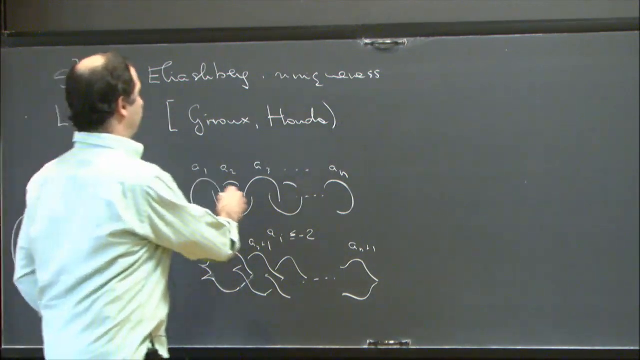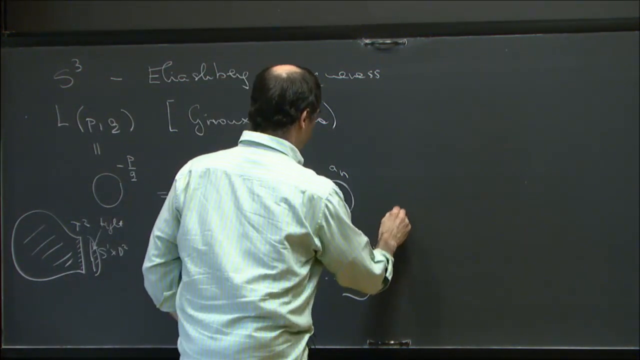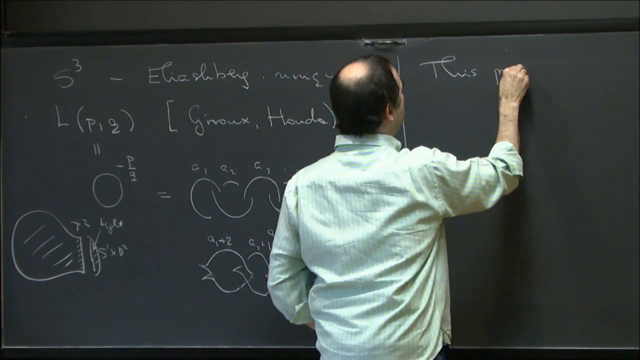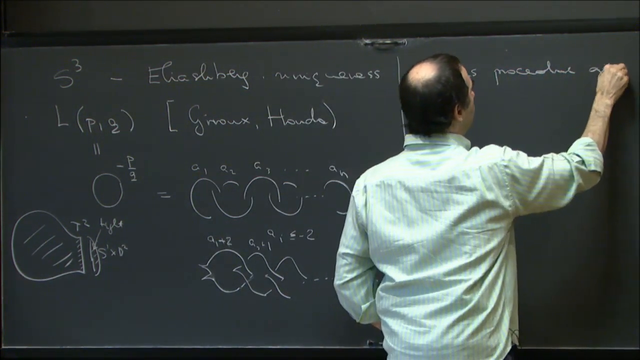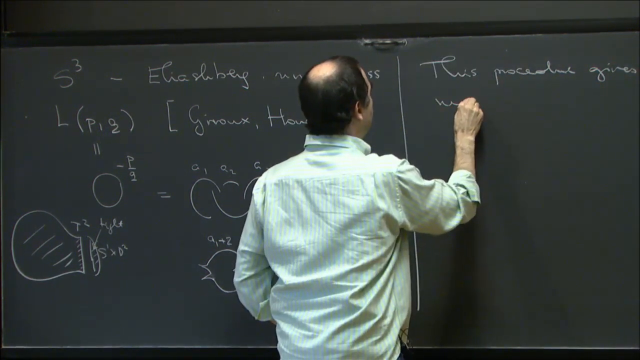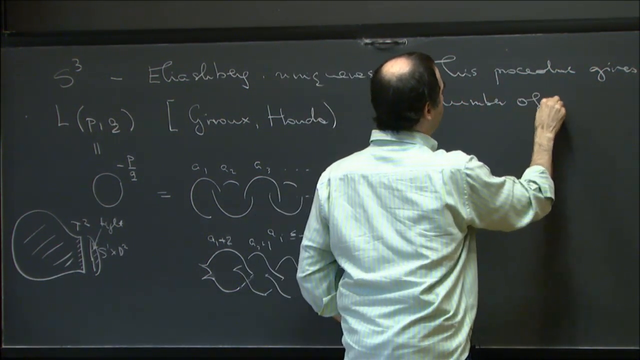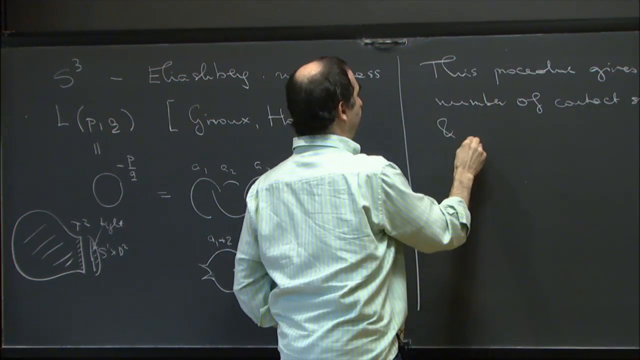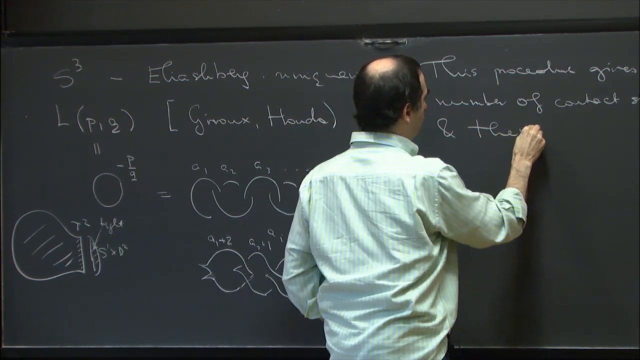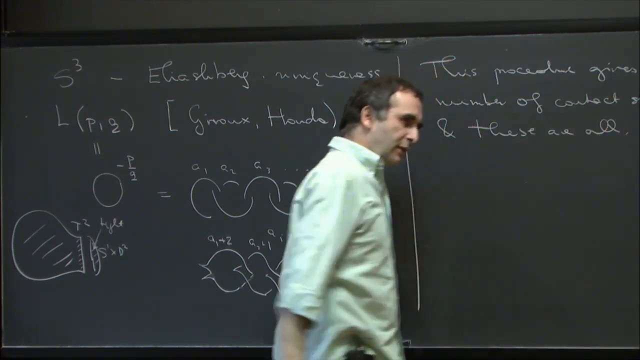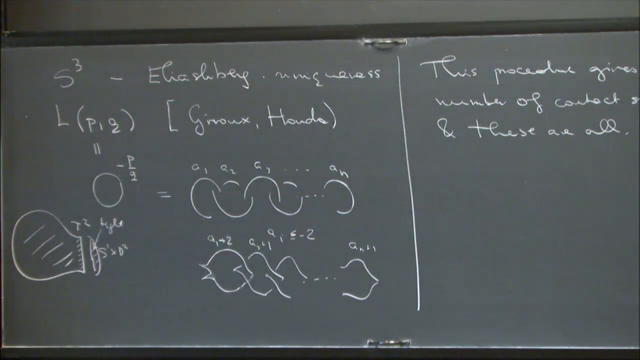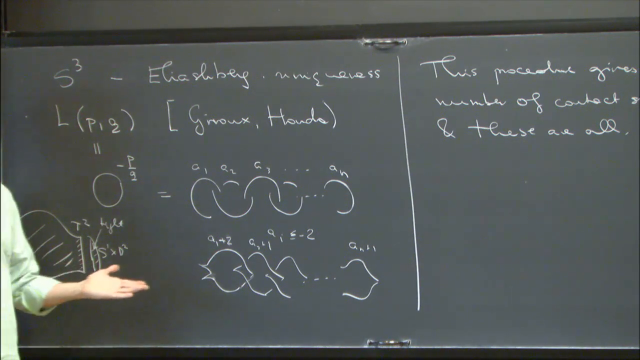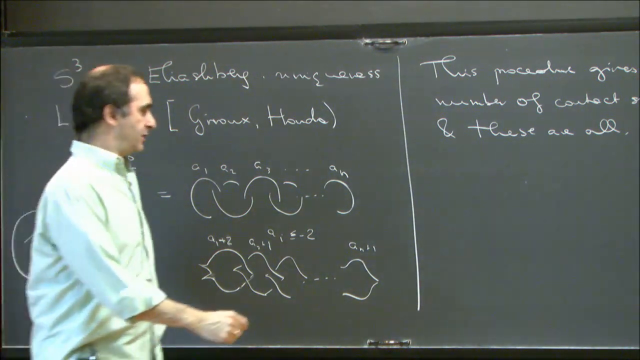And so the result is that these are all. So this procedure gives a number of contact structures, and the theorem is that these are all. Of course, in order to show that these are all, you have to apply some contact topological arguments, and also you would like to be able to distinguish them, and here is the way to distinguish them.